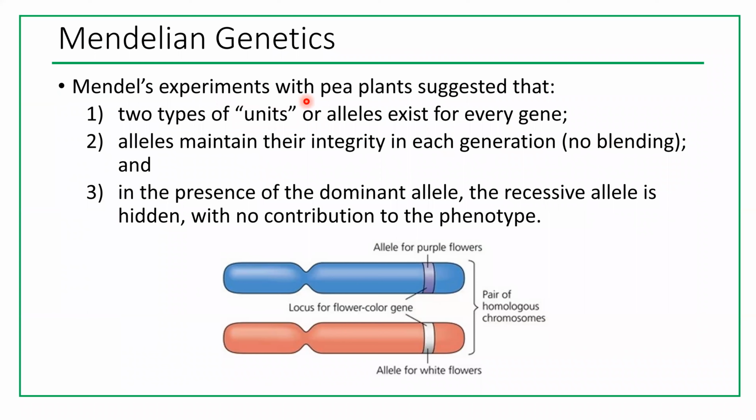So Mendel's experiment with pea plants suggested that, first, two types of units, or alleles, exist for every gene. That means for every gene you have two alleles. Second, alleles maintain their integrity in each generation, no blending. And in the presence of the dominant allele, the recessive allele is hidden, with no contribution to the phenotype.